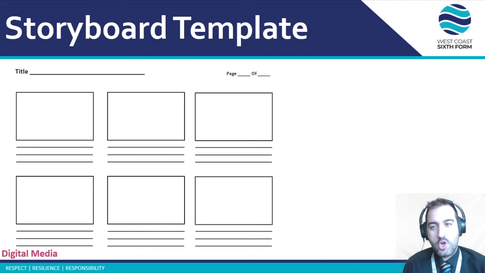It also says in the top the title, so obviously that would be the title of the project, and then you've got page blank of blank, so that would be obviously the example I showed you for Vimto had about 4 or 5 pages worth of panels, so it obviously would be page 1 of 5, 2 of 5 and so on.